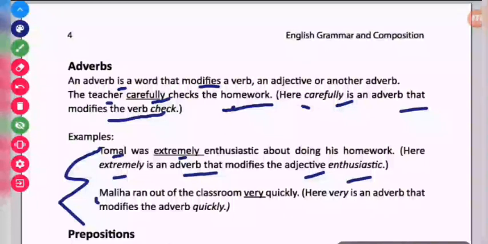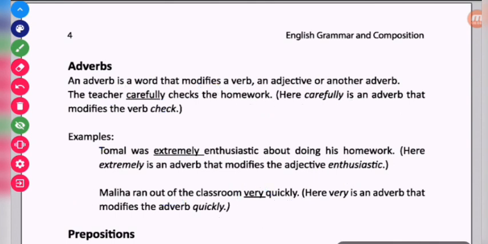Maliha ran out of the classroom very quickly. Here, the word very is an adverb that modifies the adverb quickly. Here we have two adverbs, but very modifies the adverb quickly.